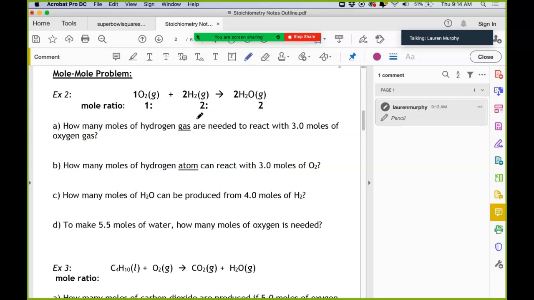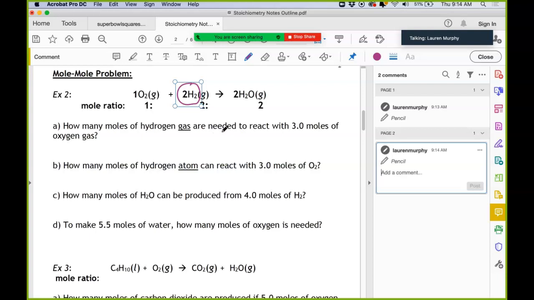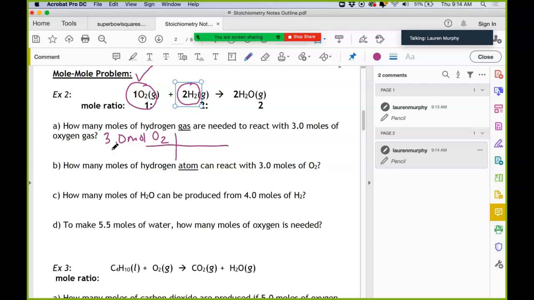So how many moles of hydrogen gas, so that's this guy, are needed to react with 3 moles of oxygen gas? Well, that's this guy. So the number I give you belongs to oxygen. So the first thing you do, write out what I give you: 3.0 moles of oxygen gas. Always write that out. You can at least do that. Set up your dimensional analysis. You can at least do that.